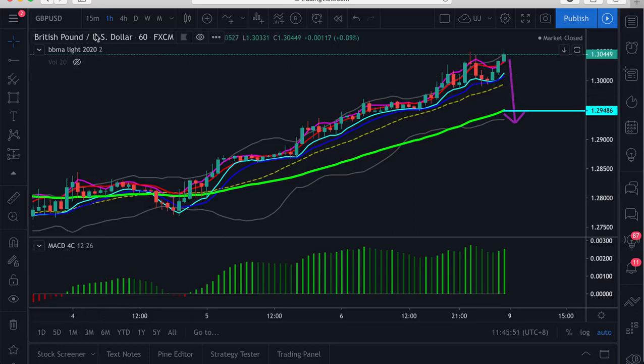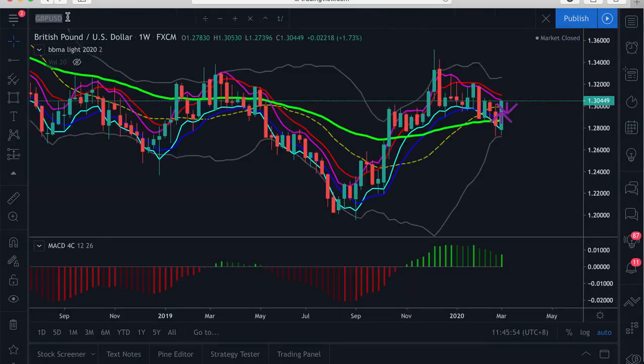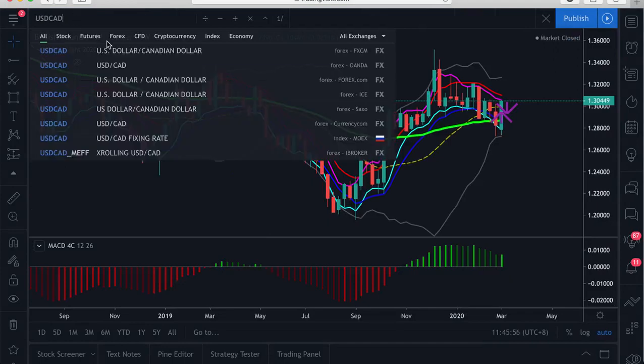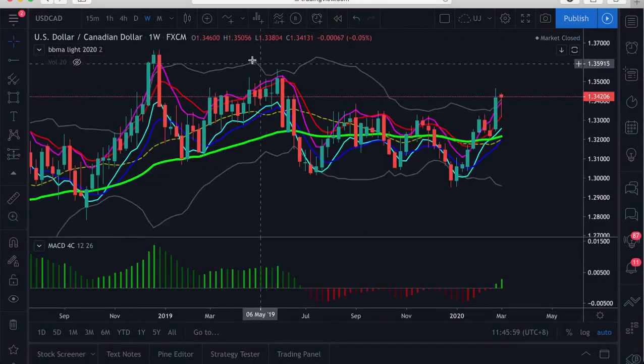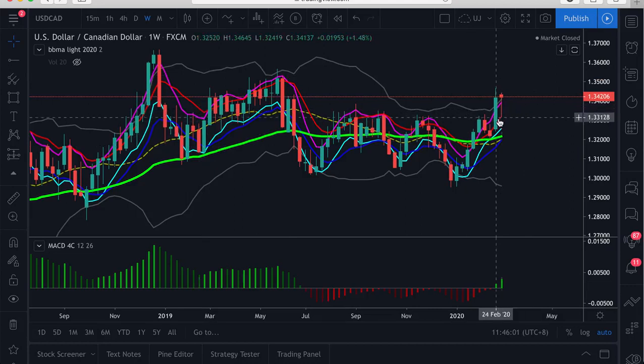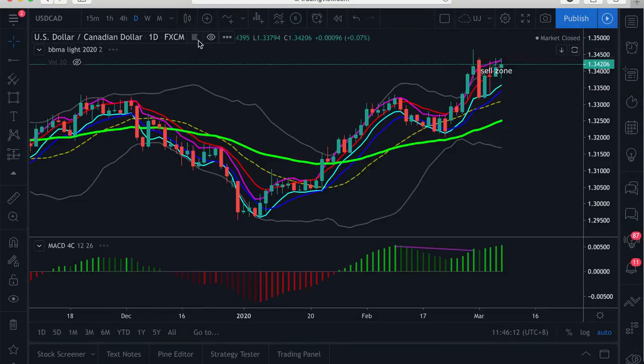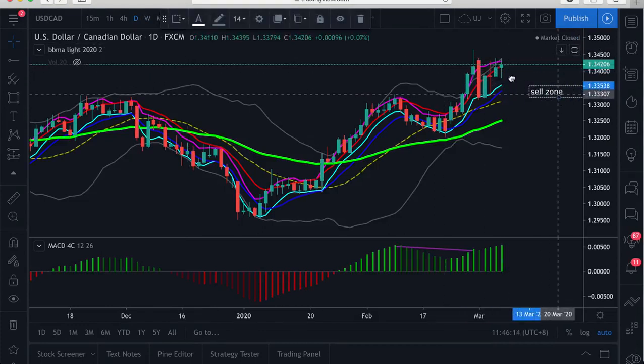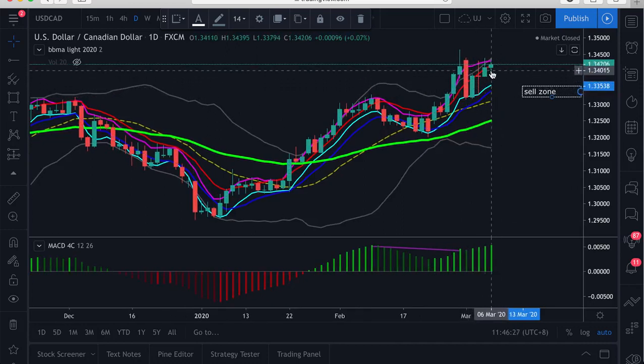Okay, next pair is USD CAD. For USD CAD, as you can see here on weekly, it's a re-entry sell because the candle closed at the BB and is making a bear candle. And then on D1 we see a MHV sell. Okay, this is extreme sell, re-entry buy, but it does not close above the top BB. So this is MHV sell.